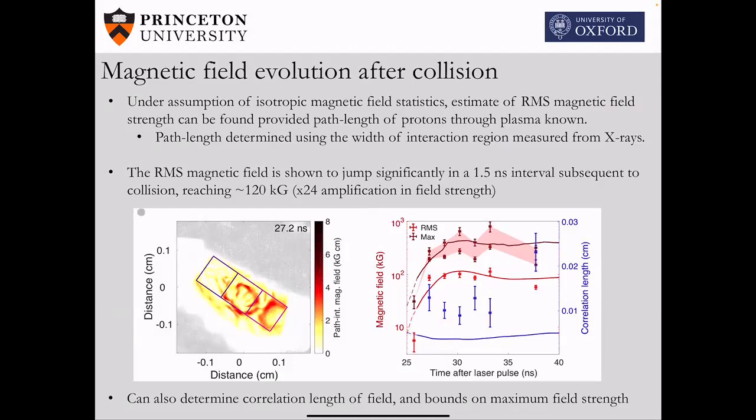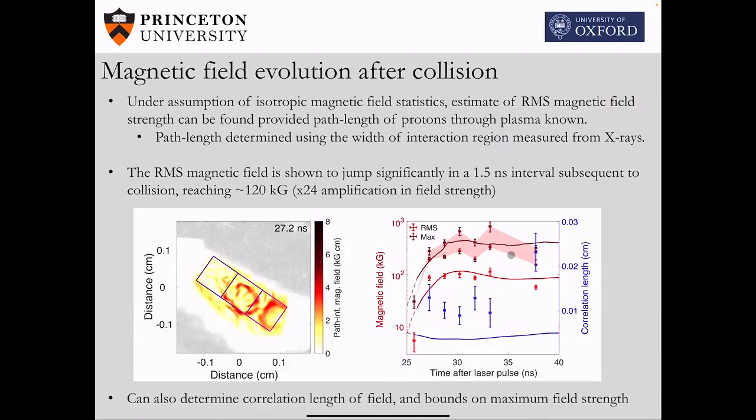In addition to obtaining the root mean square magnetic fields, so the experimental measurements, to be clear, are the red error bar points here. We can also use similar techniques to estimate both the correlation length of the fields and bounds in magnetic field strength. The correlation length here is experimental data shown in blue, and the bounds are shown here in maroon.